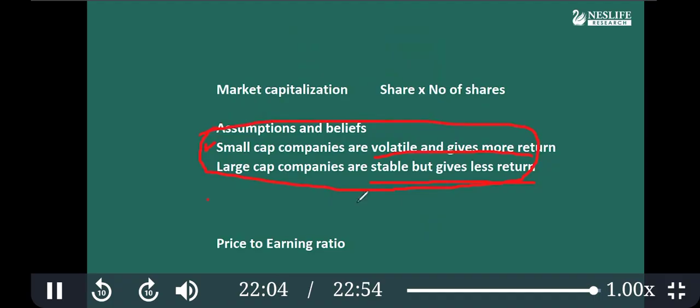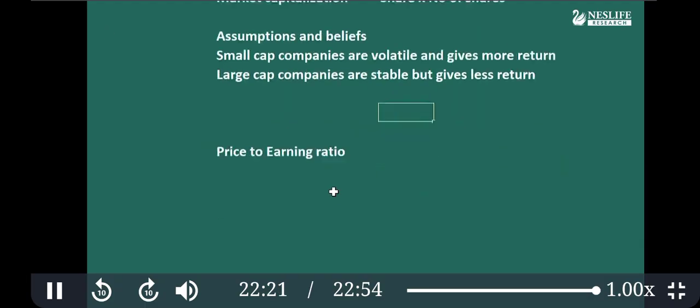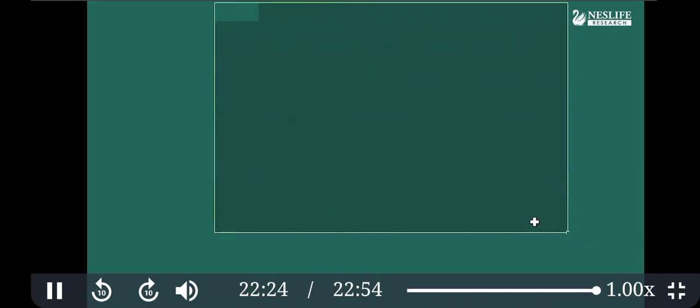It means if you want to get more return and if you are comfortable with volatility, small cap is the choice. If you don't want too much volatility, then large cap. Return is less but stability. So these two basic fundamental assumptions come into the picture of investing in equity mutual funds. As I mentioned, we will invest only in size based mutual funds, which include large cap, mid cap, and small cap. We'll take a real example as well later on.